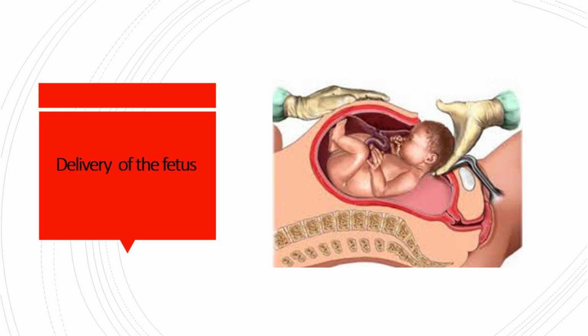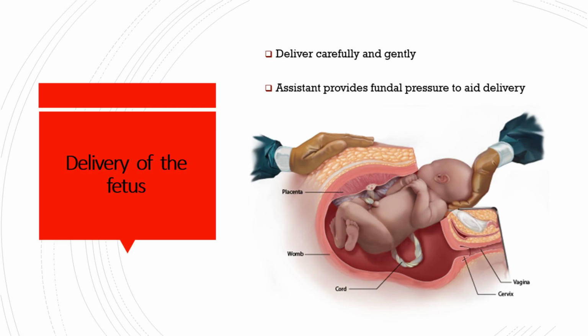In some cases, it may be necessary to disimpact the head if it is lodged, as would be the case with arrested labor, or not in an optimal position for delivery. This step involves carefully maneuvering the fetus to free its head from any obstruction or malpositioning within the uterine cavity. Once the fetal head is positioned correctly, it is crucial to deliver carefully and gently. The delivery should be performed with controlled movements to minimize stress on both the mother and baby.